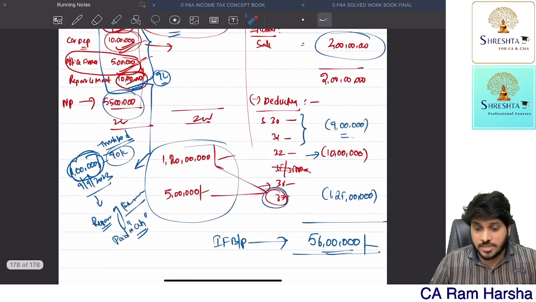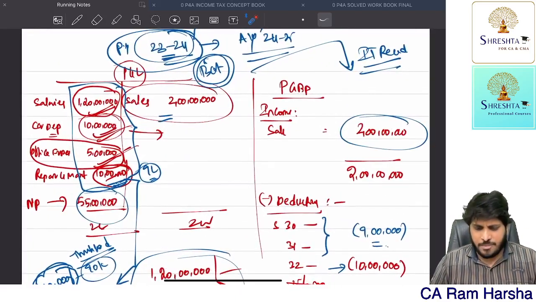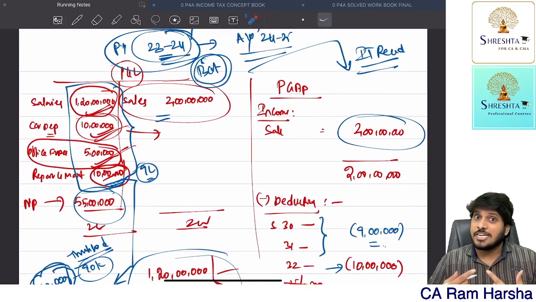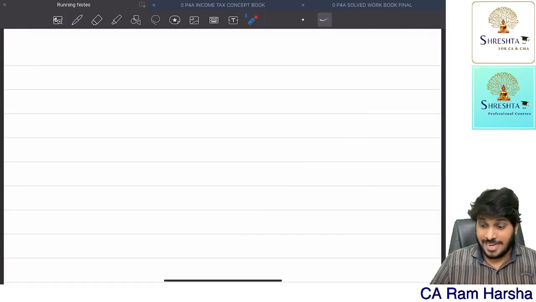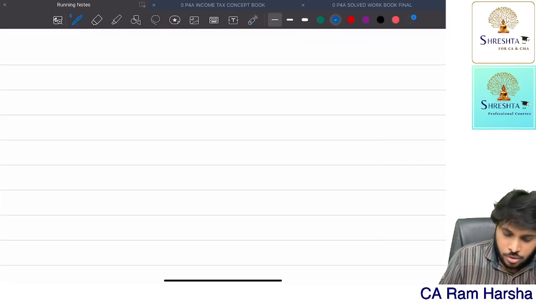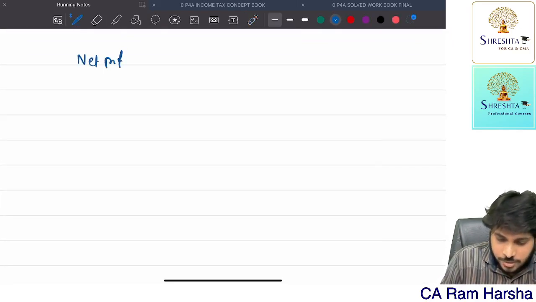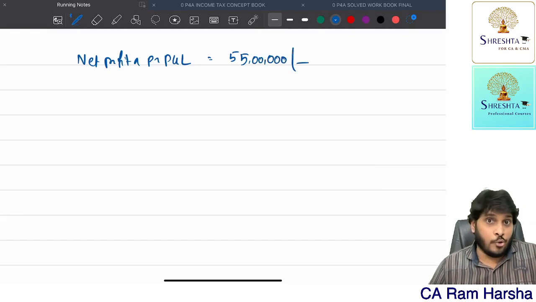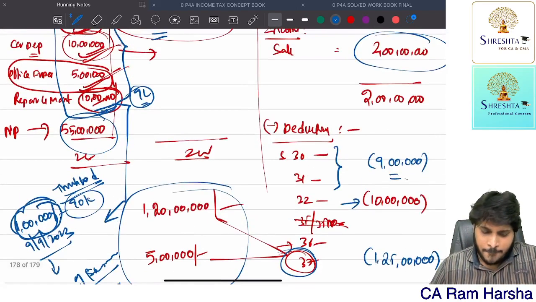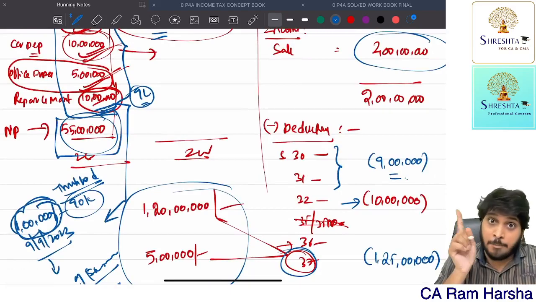Now I will solve the same question in a different way. The information is the same, but I will solve it in a reverse approach, a negative approach. Now, how much net profit did they give? Tell me, how much net profit as per the profit and loss account? Sir, it is very clear, 55 lakhs. Can I pay tax on this 55 lakhs completely? No.